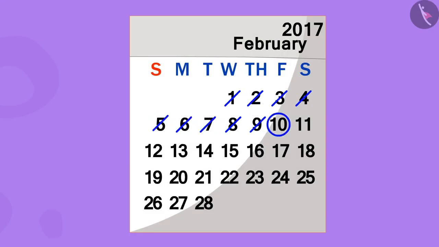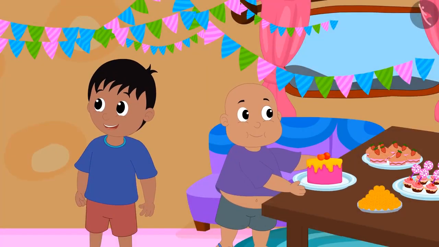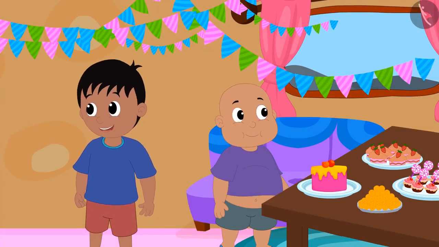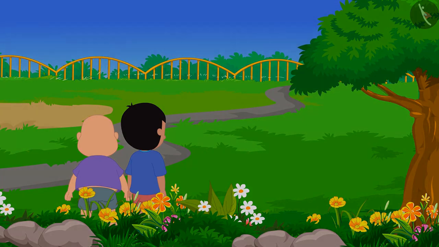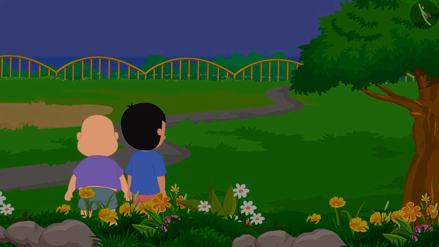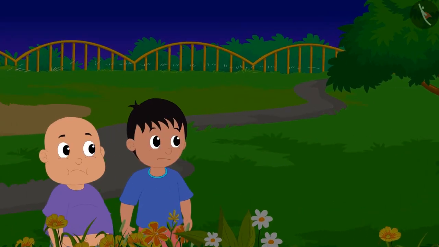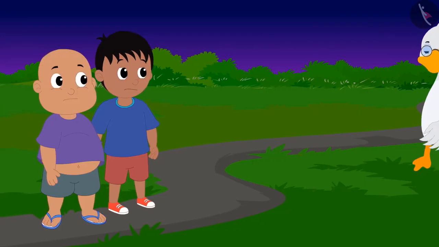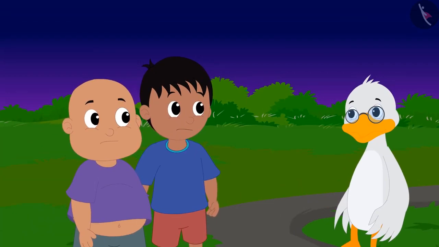Many days have passed, and today the date is 28th February. Raju and Bablu prepared to welcome Jeev. The next day, they kept waiting for him for the whole day, but Jeev did not come. Both Raju and Bablu became very sad. At that time, uncle was passing by. He saw Raju and Bablu sad.